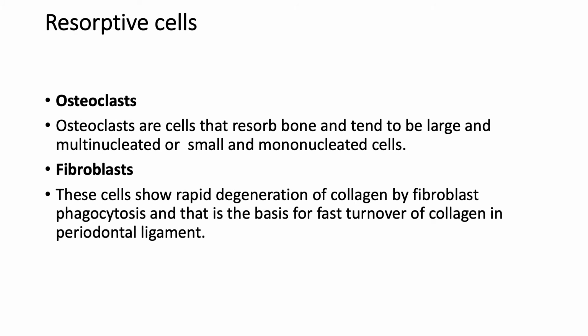Resorptive cells, which are, first of all, osteoclasts. Osteoclasts are cells that resorb the bone and tend to be large and multinucleated or small and mononucleated. Fibroblasts also show rapid degeneration of the collagen by fibroblast phagocytosis, and that is the basis for fast turnover of collagen in periodontal ligaments.